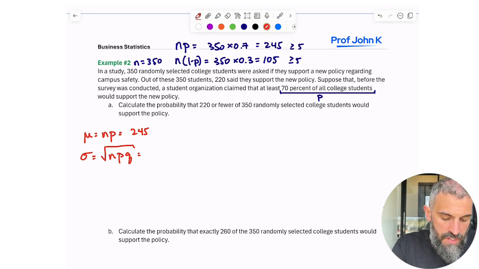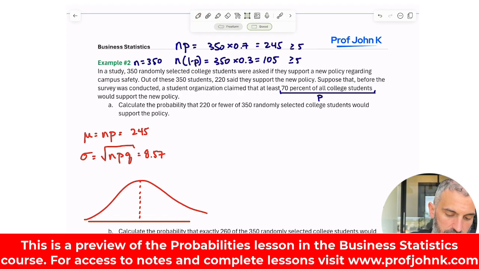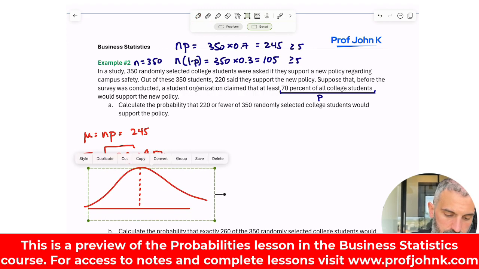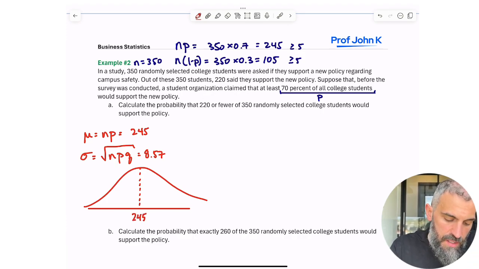Your standard deviation is 8.57. Great. Now if I were to draw the bell curve, we're going to convert this to a continuous probability. So the mean is 245. That's here. They're saying calculate the probability that 220 or fewer, so 220 would be here, or less. So we're looking for the area to the left of 220.